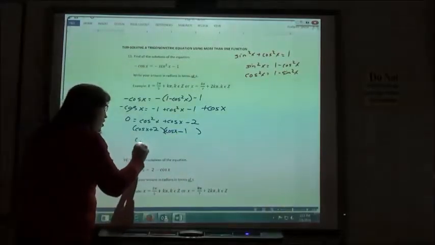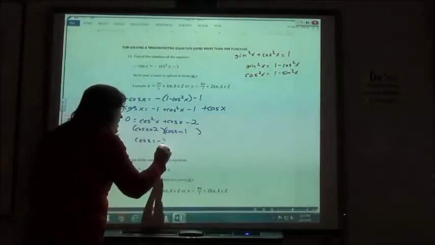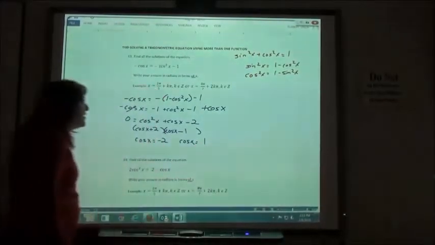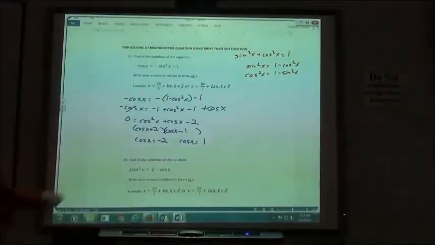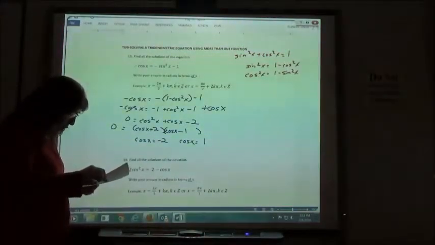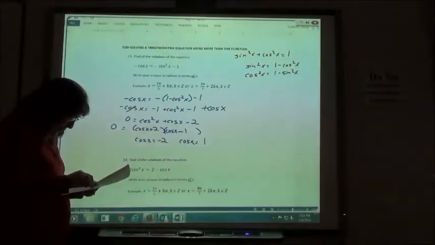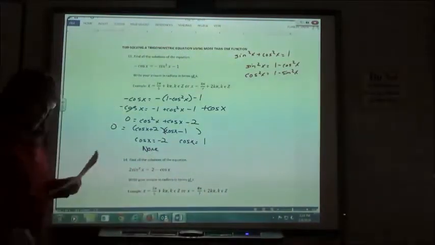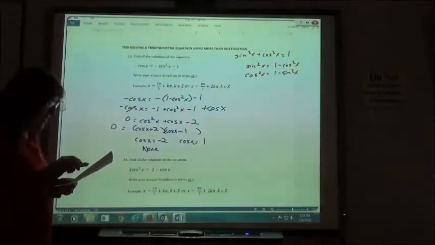So either the cosine of x is going to equal a negative 2, or the cosine of x is going to equal a positive 1 when I move my numbers to the other side, since those are equal to 0. So then I'm going to look them up in my table. So looking for the negative 2. Cosine of x equals negative 2. If I look down my list, there are none for that one. Cosine of x equals 1.